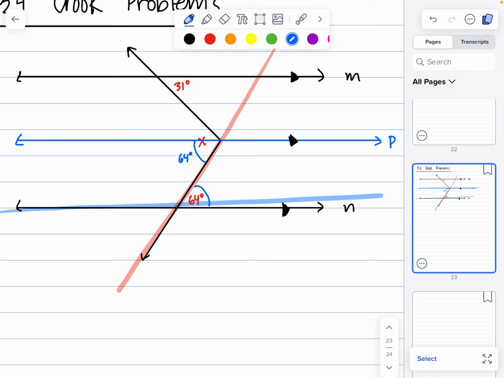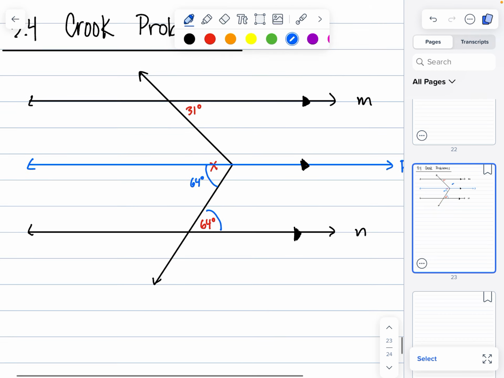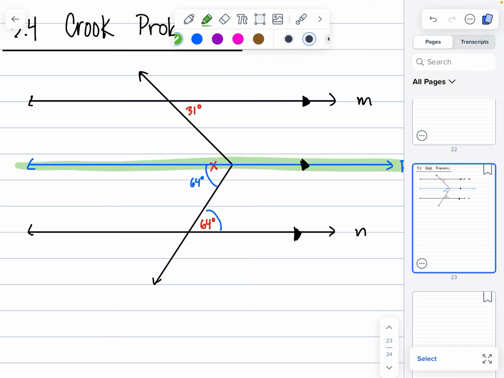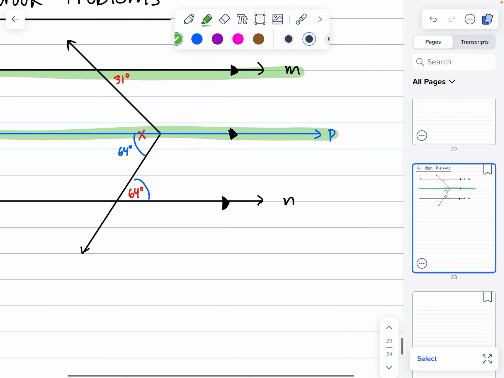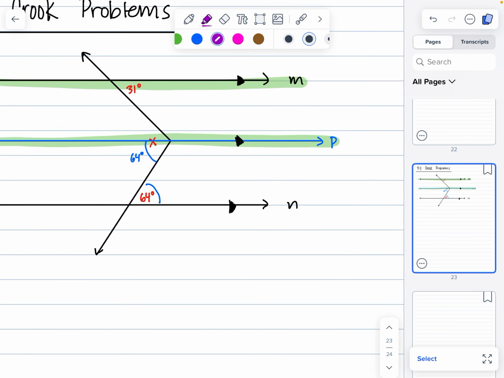Now, I'm going to erase these highlighted lines. I'm going to erase this one as well. And then I'm going to do another pair of parallel lines. I'm going to highlight P again. Let's do this in a thicker pen. P and M are also parallel. And we could talk about this transversal this time.